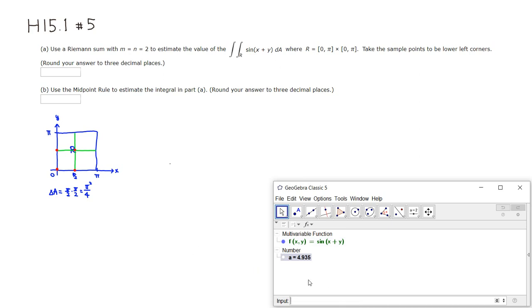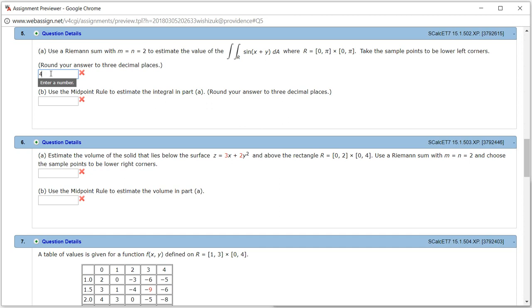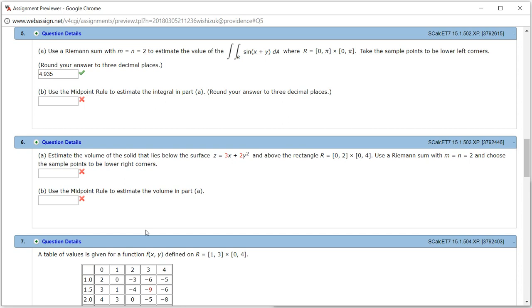I'm going to hit enter. I got 4.935. Let's type it in, and here I got 4.935. Let's check the answer. Submit for testing. I came back and it looks like we got this one correct. So let's do part B.